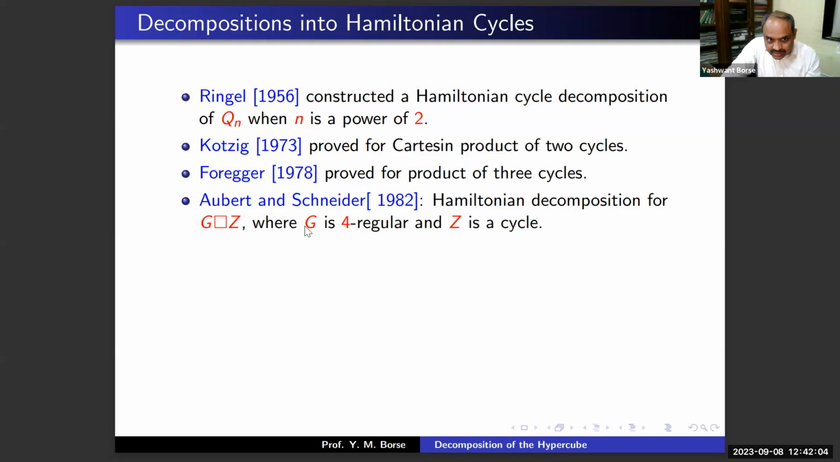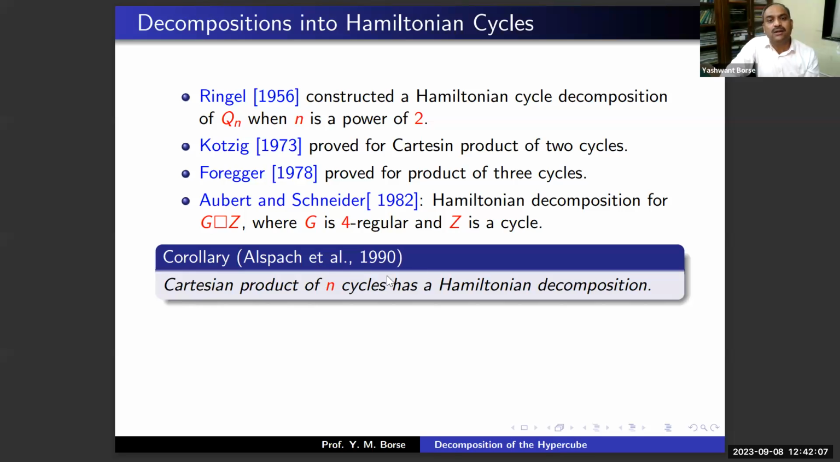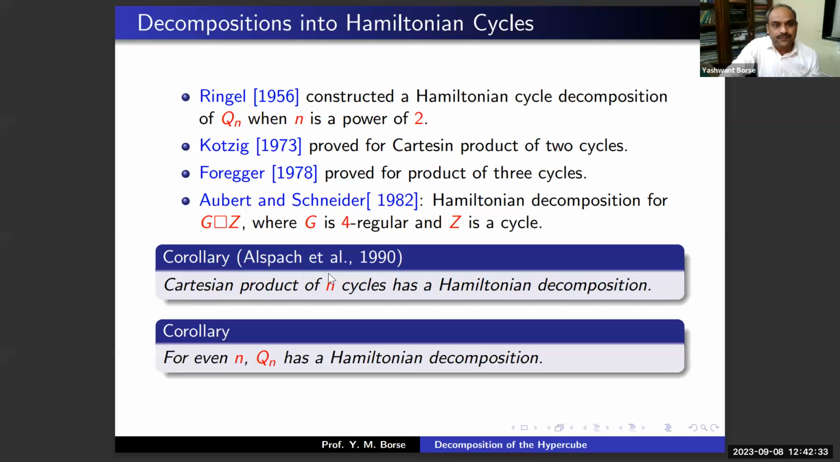So using this, Alspach et al. proved, as a consequence of these results, that the Cartesian product of n cycles has a Hamiltonian decomposition, meaning decomposition into Hamiltonian cycles. It's a very important result, and it follows easily from the result of Aubert and Schneider. It is proved in this paper. And as a corollary, for even n, Qn has a Hamiltonian decomposition, that is, decomposition into Hamiltonian cycles, right?